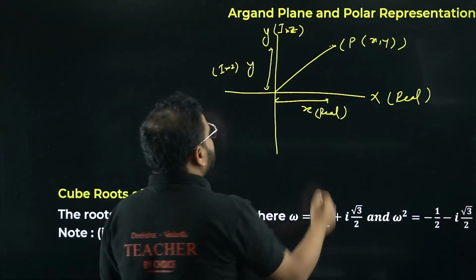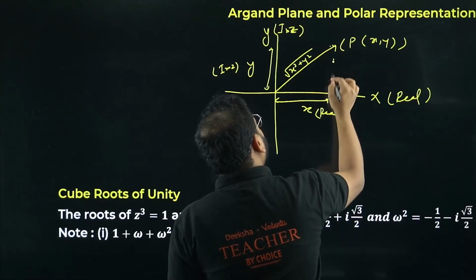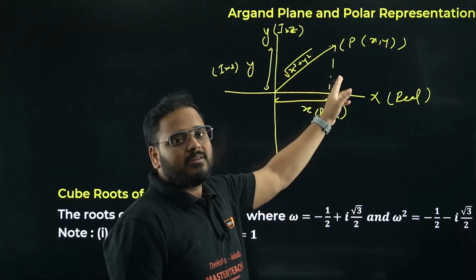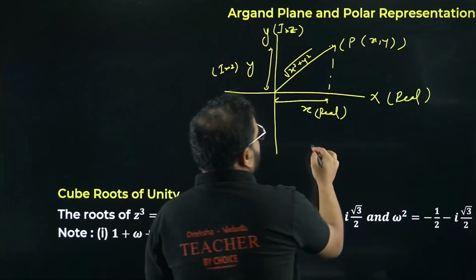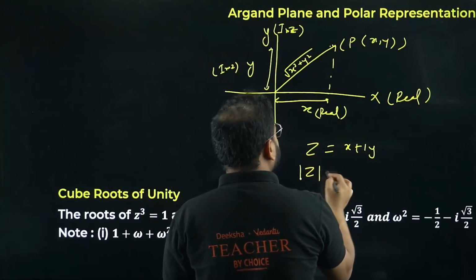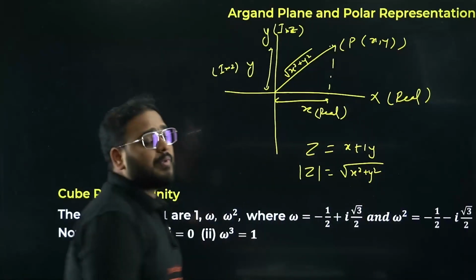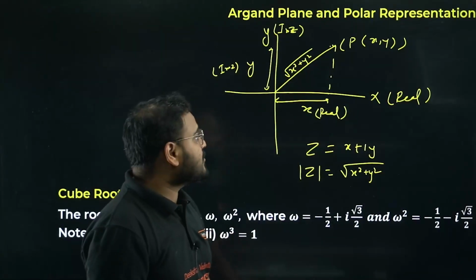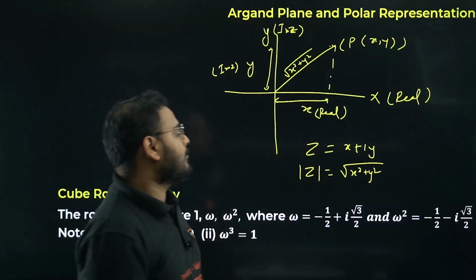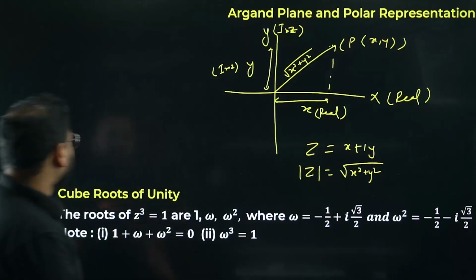Okay, so how will you write this value? This will actually become root of x square plus y square with the help of Pythagoras theorem. And isn't this the magnitude of the point, the complex number? So basically I can write the complex number as x plus iy, and this mod will become root of x square plus y square. So basically mod of z is nothing but the distance of that particular point from the origin, in the Argand plane.